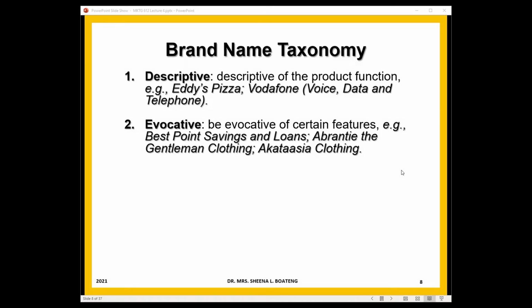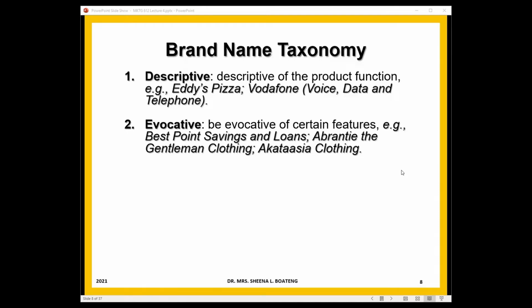Savings and loans. No, evocative. We're talking about features. Think like marketers. Savings and loans is more descriptive. But when you add the best points to it, and you say Best Point Savings and Loans, it's evocative of something. But off the top of your head, literally, what are they saying with that name?